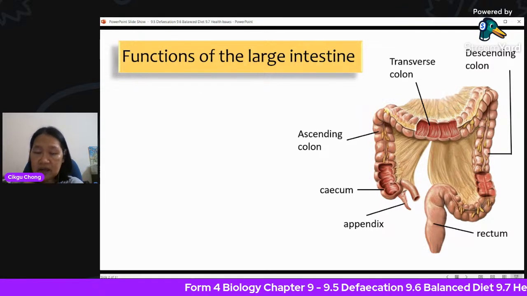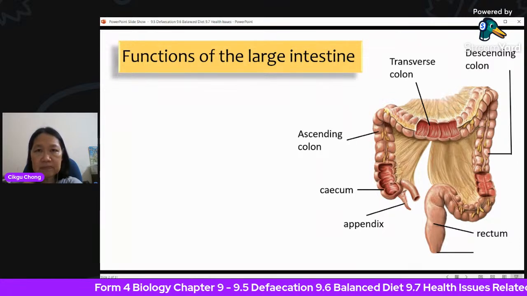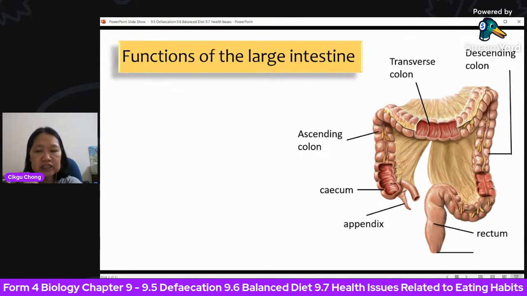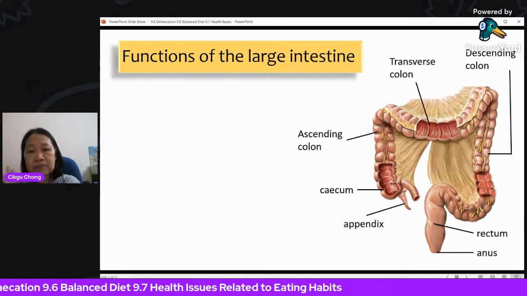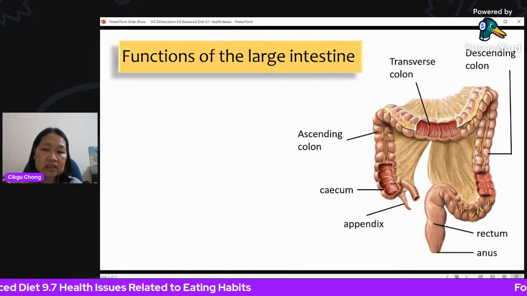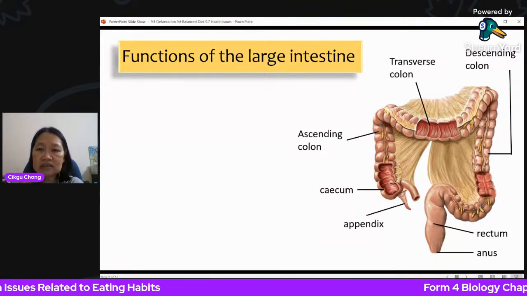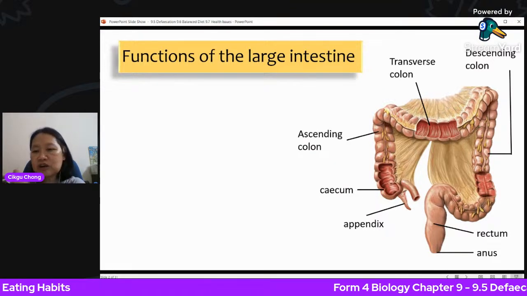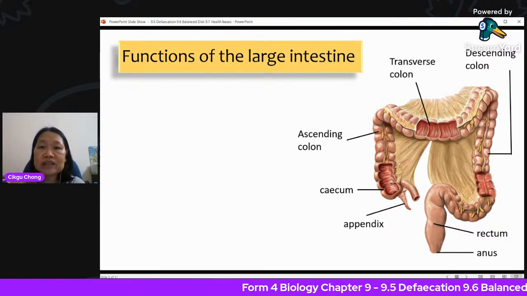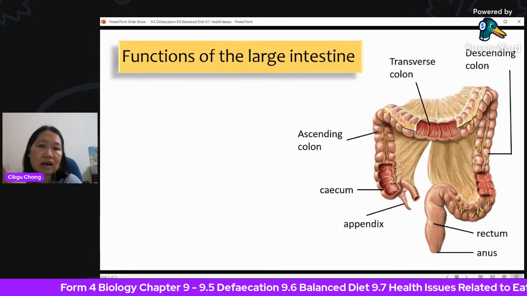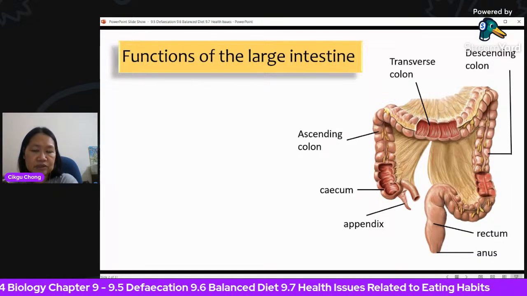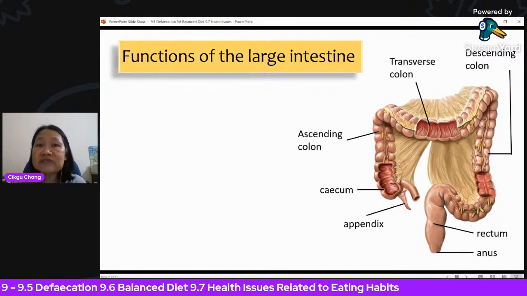And at the end, you have the part which channels the feces out of the body. This is called the anus. And there's a muscle there called the anal sphincter, to control so that you do not have unnecessary accidents. Unwanted accidents means it's not ready for you to remove the feces, but it comes out by itself. That is if you have a problem with the sphincter.